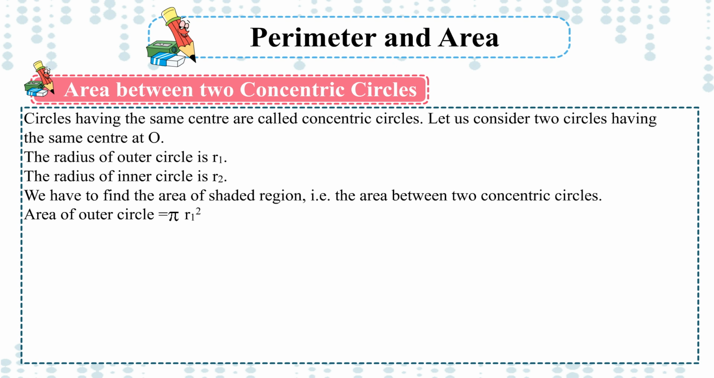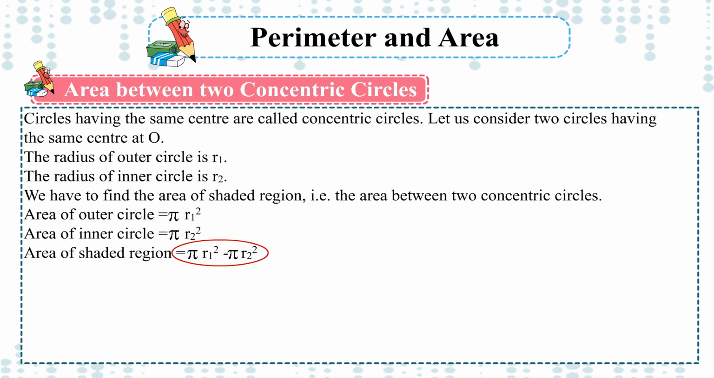Area of outer circle is equal to pi R1 raised to the power 2. Area of inner circle is equal to pi R2 raised to the power 2. Area of shaded region is equal to pi R1 raised to the power 2 minus pi R2 raised to the power 2 is equal to pi (R1 raised to the power 2 minus R2 raised to the power 2) is equal to pi (R1 plus R2)(R1 minus R2).